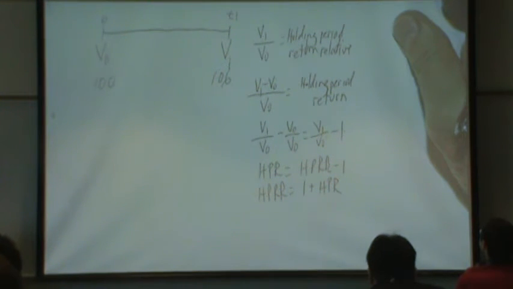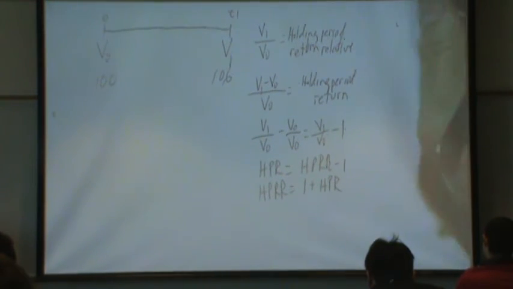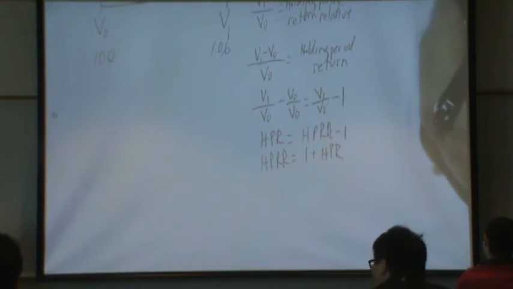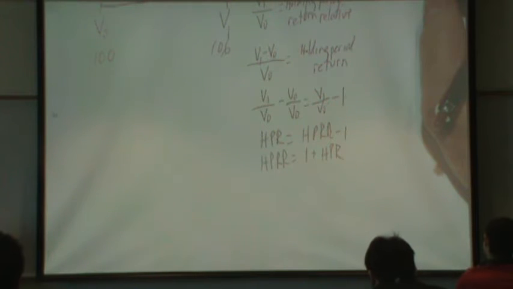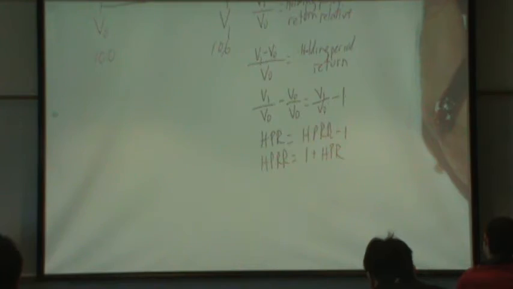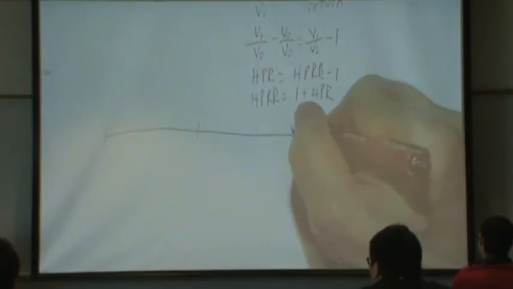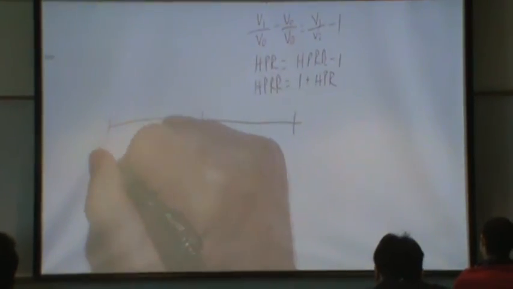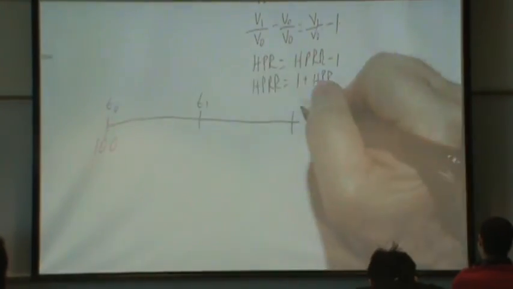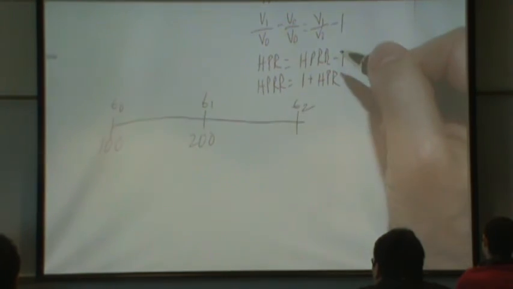Now you might ask yourself, why bother with this holding period return relative thing? Well, here's why. If we want to figure out returns over time, we don't use the arithmetic mean, we use the geometric mean. And the geometric mean requires that we use the holding period return relative. Now, I'm going to give an example here. What would happen if I started with, let's just say $100, and that's at time 0, and at the end of time 1, I had $200.